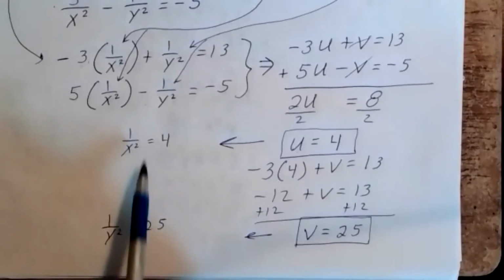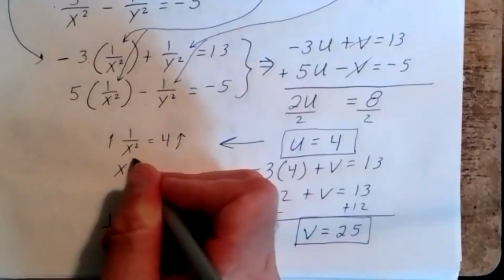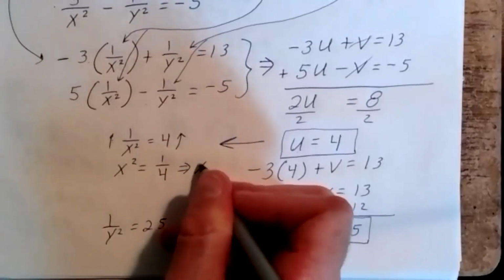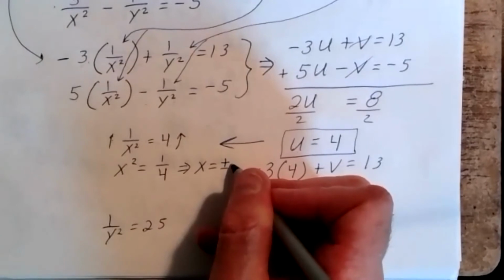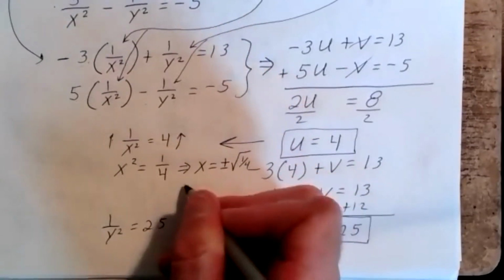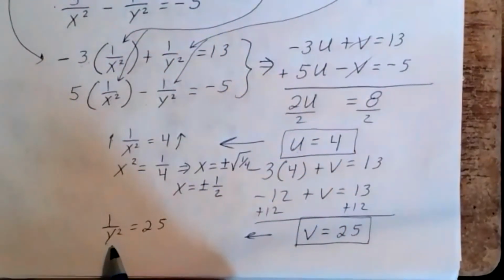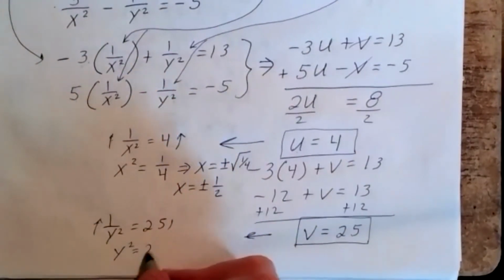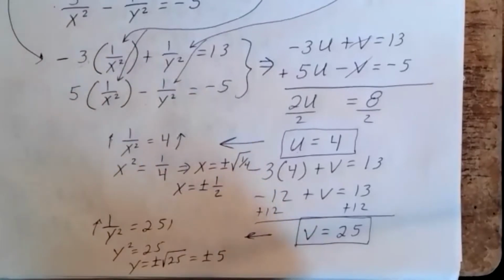To solve this equation, I will reciprocate both sides of this equation, flip both sides upside down, in which case I got x squared is equal to 1 over 4. Take the square root of both sides of my equation, and I get x is equal to plus or minus the square root of 1/4. But what's the square root of 1/4? 1/2. Flipping both sides of this equation upside down, we get y squared equals 25. Take the square root of both sides. Y is equal to plus or minus square root of 25. Y is equal to plus or minus 5.